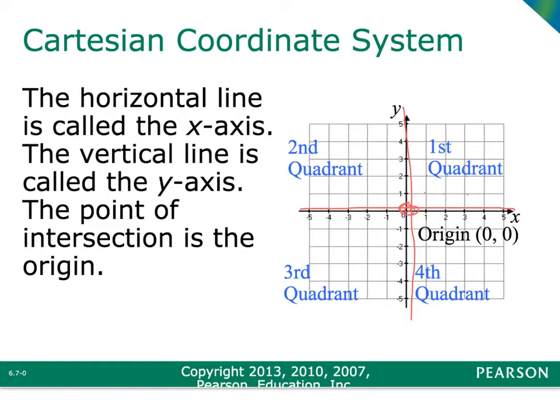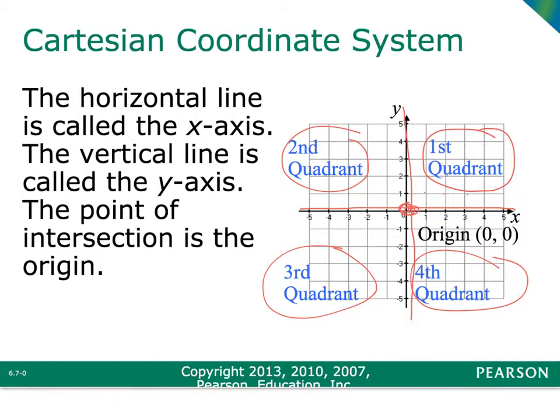Dead center at point 0, 0 is called your origin, and sometimes they'll ask you about what quadrant your point lands in. When you do your quadrants, you're going to say them counterclockwise. So quadrant 1 is a quadrant where both x and y are positive, and then you're going to go counterclockwise to 2, down to 3, and then over to 4.